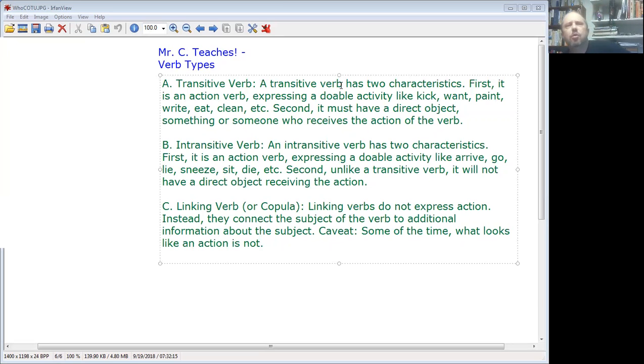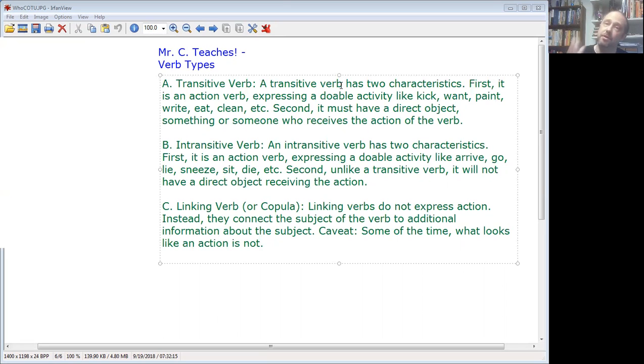The next type of verb is the intransitive verb. Now, this isn't quite the opposite of a transitive verb because an intransitive verb is still an action. It's still a doable activity, but an intransitive verb does not have a direct object. In fact, some intransitive verbs can't have direct objects. That's not the way the verb works. But in any event, an intransitive verb, no direct object.